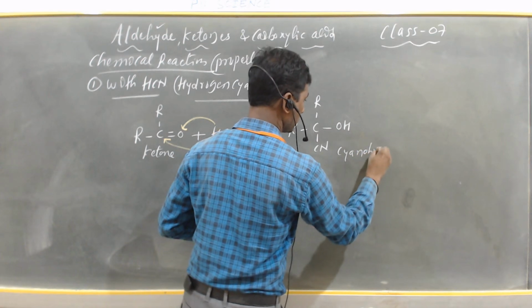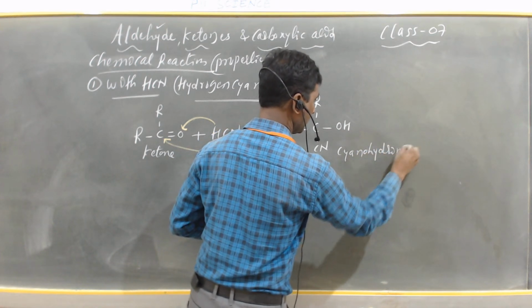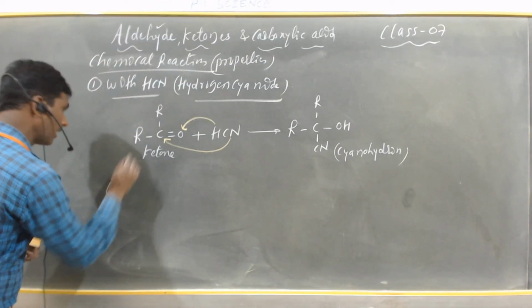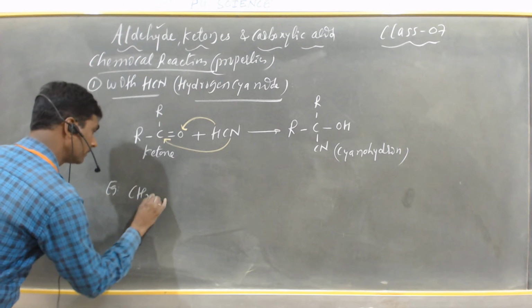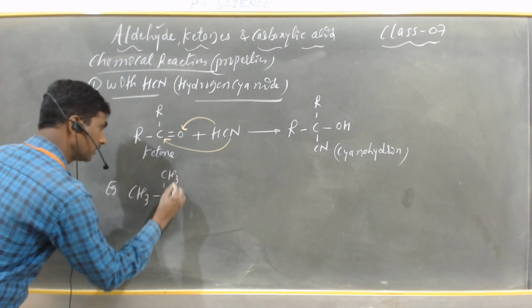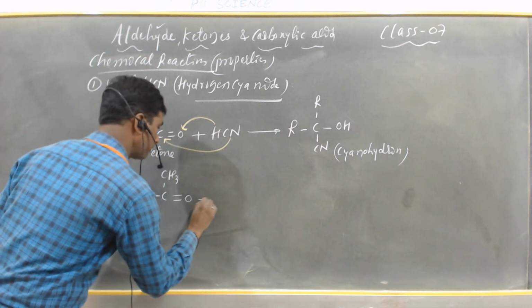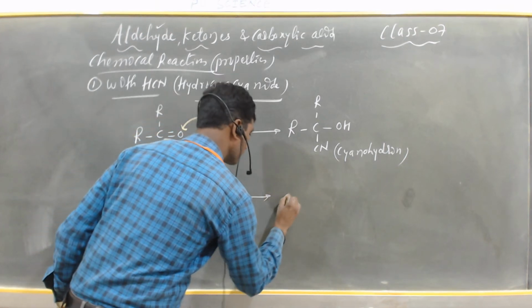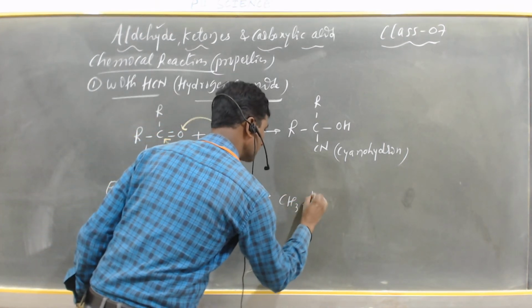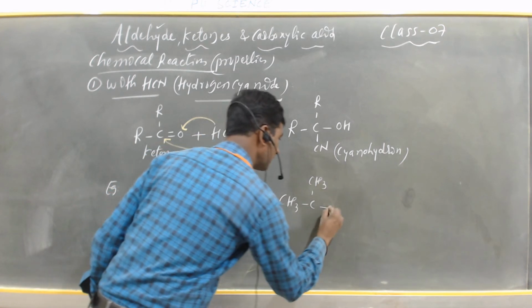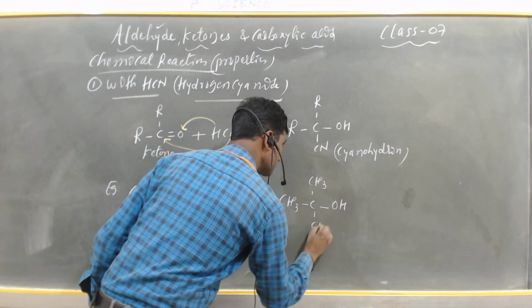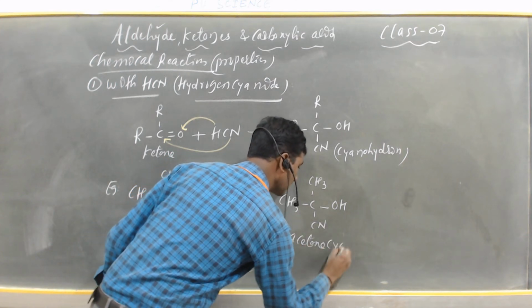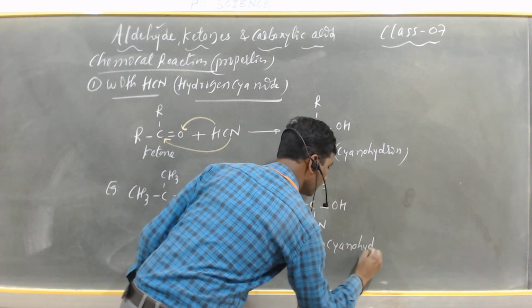Cyanohydrin. Example: R can be CH3, C double bond O, plus HCN. So R is CH3, and now it becomes CH3, C, OH, CN. It is called acetone cyanohydrin.